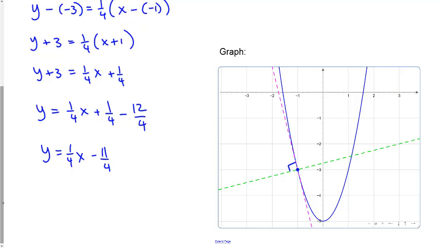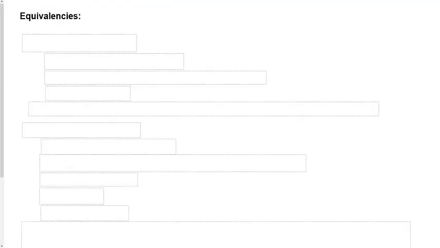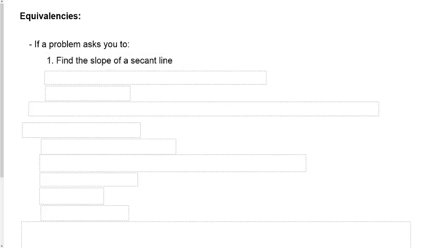Now, when you're doing homework, you have a lot of different ways of being asked the same kinds of questions. So I want to give you some equivalencies of terms that you run into pretty commonly in homework sections of calculus books. The first group of equivalencies are going to be about secants. So if a problem asks you to find the slope of a secant line, obviously it wants you to use the slope formula to do that. So that's m equals y2 minus y1 over x2 minus x1.